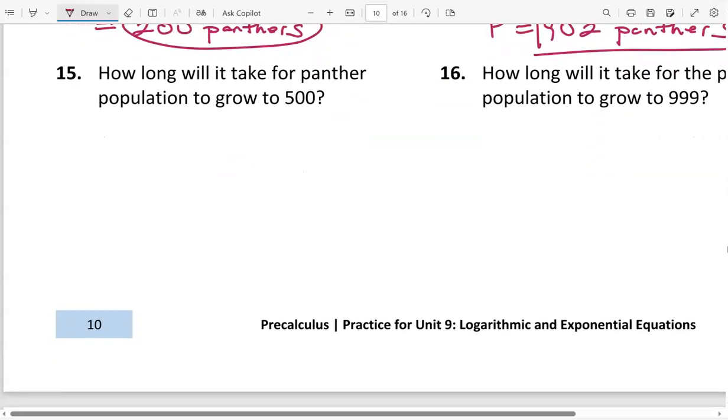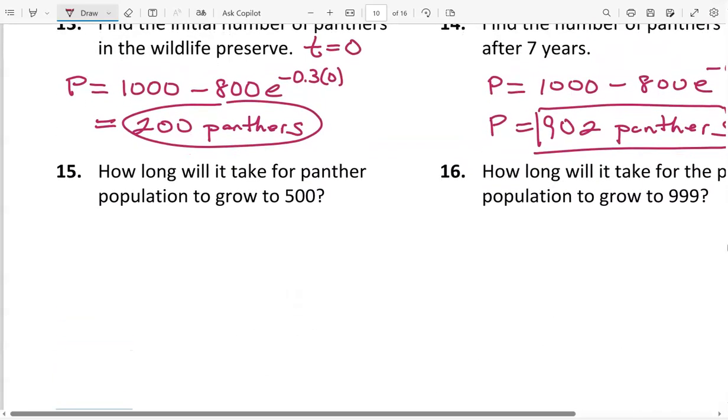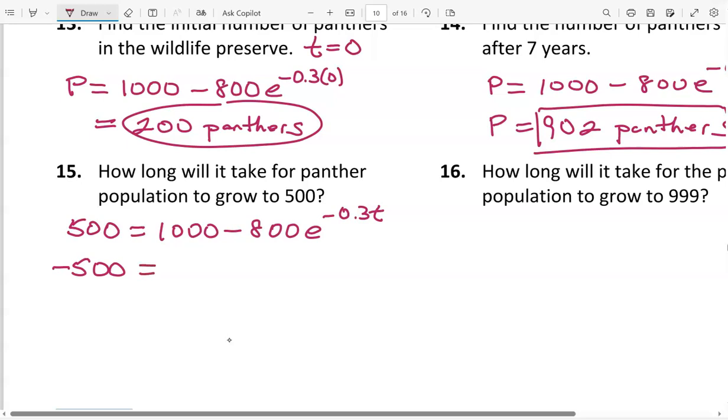In number 15, how long will it take for the panther population to grow to 500? So we are going to replace P with 500, and we are looking for the value of t. So I'm going to subtract 1,000 first. 500 minus 1,000 is negative 500. And that's equal to negative 800 e to the negative 0.3 t. Dividing by negative 800, that gives us positive 5/8 is equal to e to the negative 0.3 t.